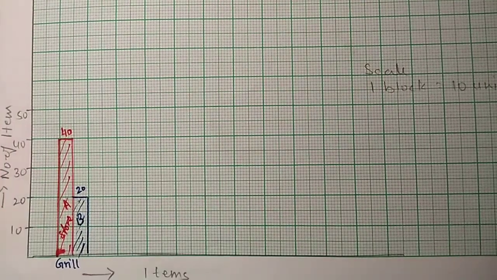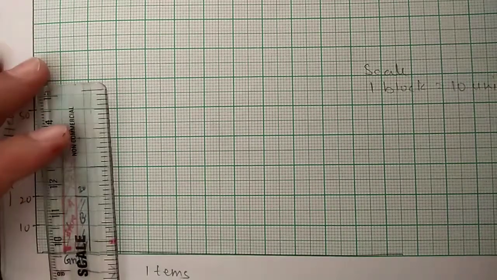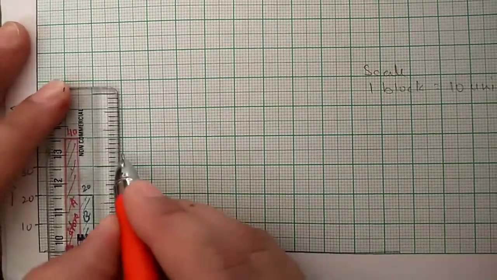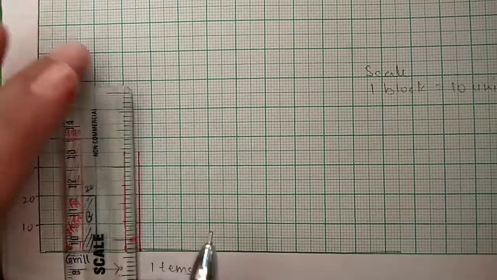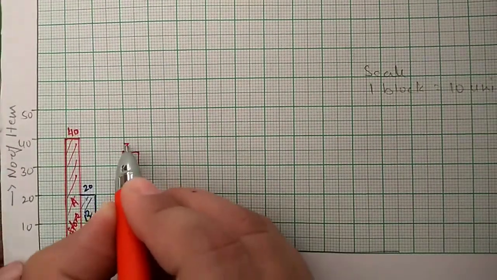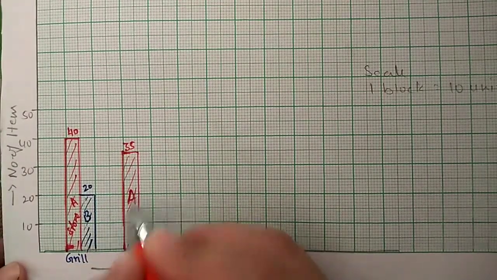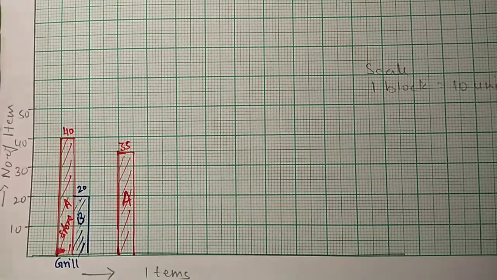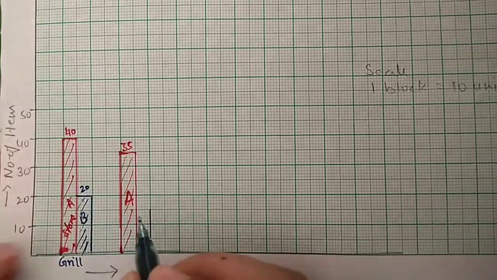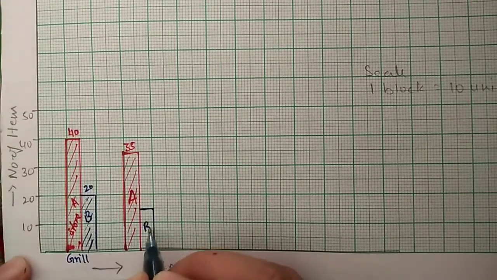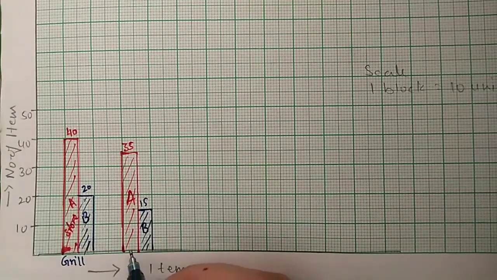Now the second thing is toaster. For store A it is 35. So 35. This is for store A. And for store B it is 15. Till 15 you have to mark. This information is for toaster.